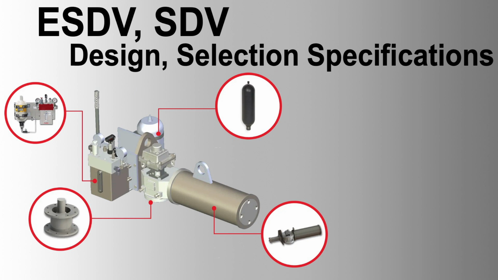Application: ESDVs are used in various locations within upstream oil and gas facilities, such as on pipelines, process vessels, and wellheads. Their primary purpose is to shut off the flow of hydrocarbons to prevent accidents, fires, or explosions.